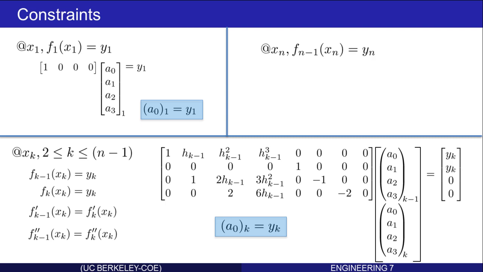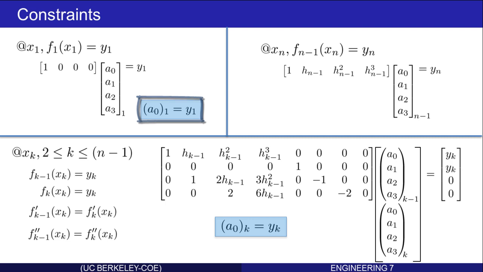Finally, at the right endpoint, the (n-1)th function at x_n should equal y_n. This takes on the form involving the coefficients of the (n-1)th polynomial and the appropriate powers of h multiplying them. Remember that in addition to establishing all the constraints, we've also solved for the a_0 term in every one of the polynomial coefficients. It's always equal to the y data of that associated interval. a_{0,1} equals y_1, a_{0,k} equals y_k for k equal 2 up to n-1. And there are only n-1 polynomials. So we've always solved for the a_0.